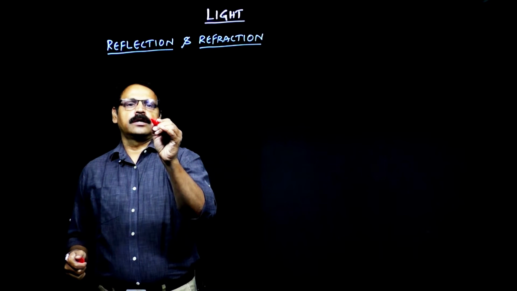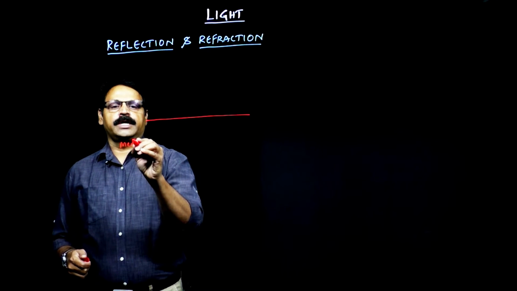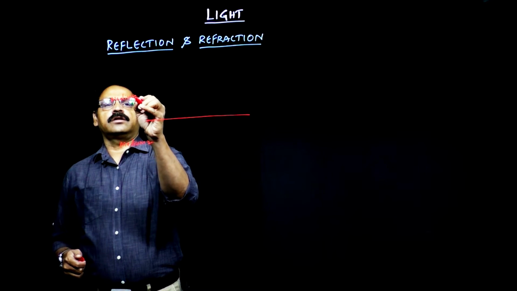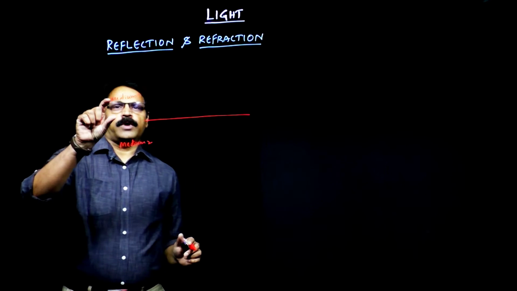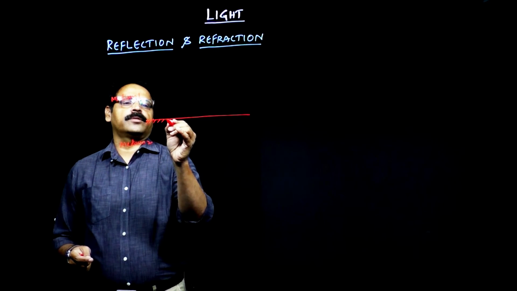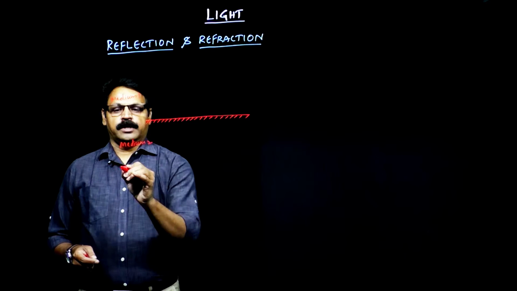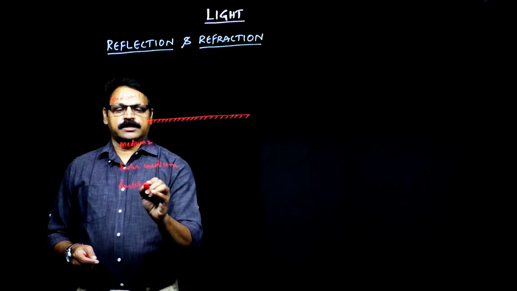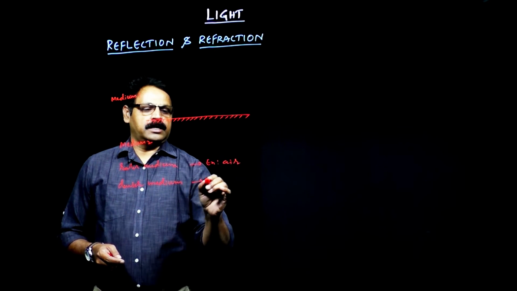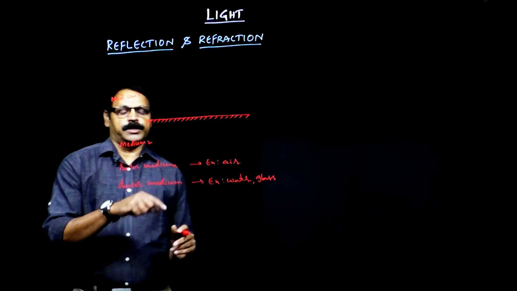As we have defined, whenever there is a boundary which separates medium 1 and medium 2, let us say this is medium 2 and this is medium 1. One thing you need to understand is that medium 1 and medium 2 can also be segregated as the rarer medium and the denser medium. Rarer medium is lighter, for example air. Denser mediums are, for example, water or glass.